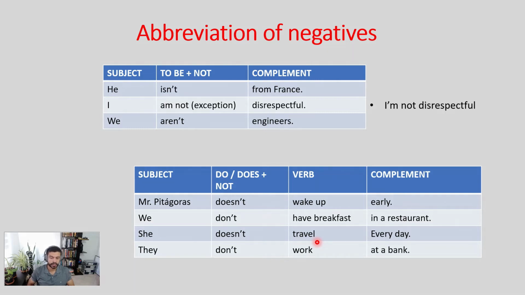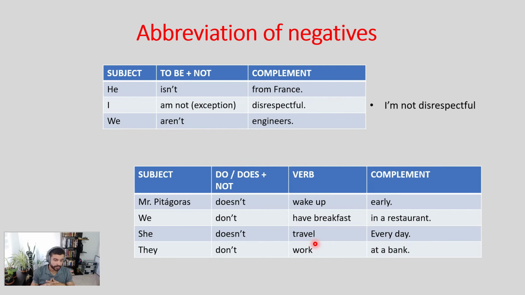I'll leave it in the description. But here, as you can notice, there is no s here, despite us using she. And the same happens here. Mr. Pythagoras doesn't wake up early. If it was an affirmative, it would say wakes up. So here, that s, or that es, or that ies, disappears.